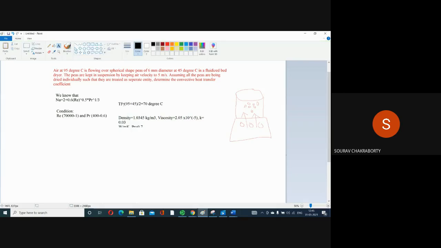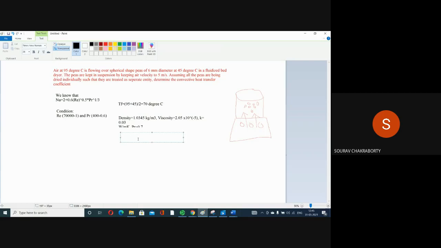Okay, so first of all, we determine the bulk fluid temperature. Under this bulk fluid temperature, from the standard table, we can determine these values. So next we will determine the Reynolds number. We will check whether the condition is satisfied or not.